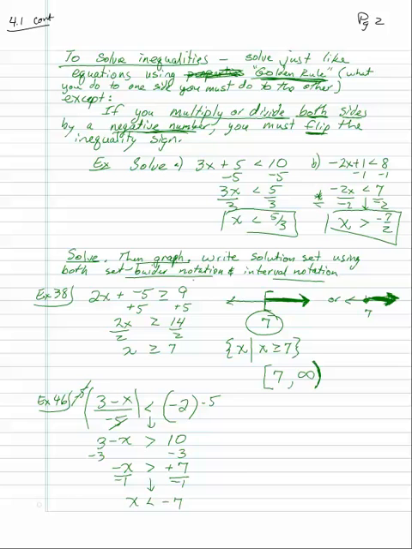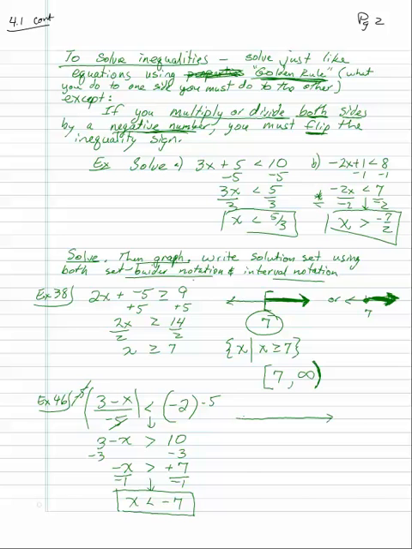So in this one, we might have gotten lucky, and if we forgot to flip it, as long as we forgot to flip it both times, we would have been okay. But anyway, every time you multiply both sides by a negative number, or divide both sides by a negative number, you have to flip that inequality sign.